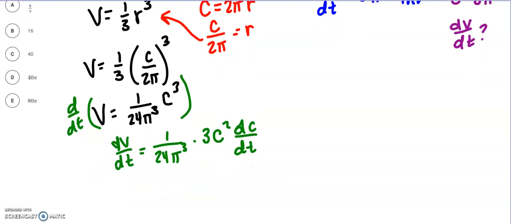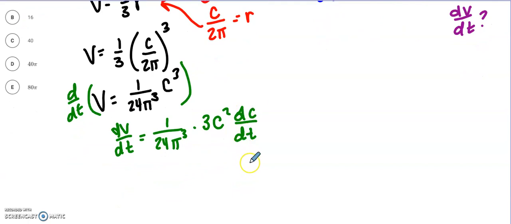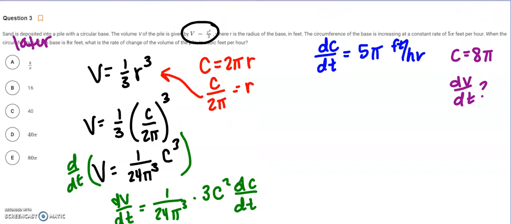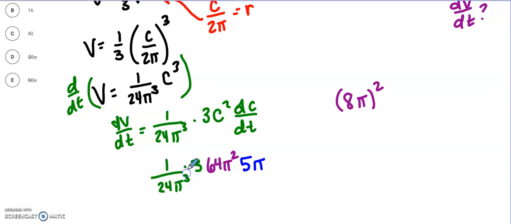Okay, plugging more stuff in. We know that dc/dt was 5 pi, so 5 pi goes here. We know that c is 8 pi, so c squared is going to be 64 pi squared, right? Because I took 8 pi and squared it. Still have a 3, still have a 1 over a 24 pi cubed.